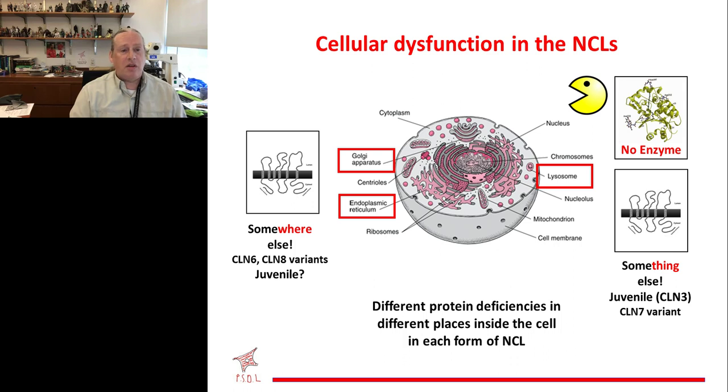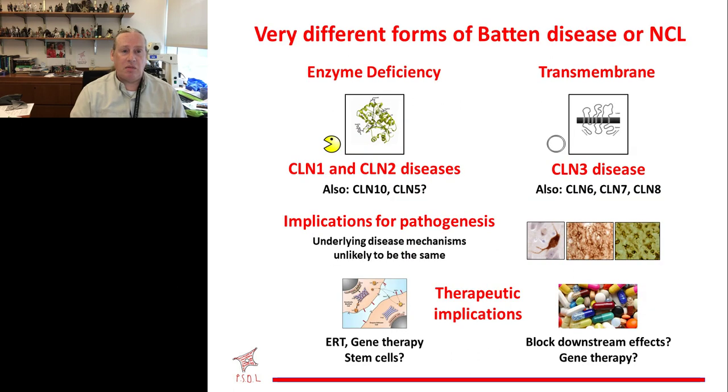So the story is that effectively we have different protein deficiencies that take places in different places inside the cell in each of the forms of the disease. So we're beginning to see that they're not actually that similar to one another as you might think. So I'd like to emphasize that point, that we do have quite different forms of Batten disease, or NCL. So some of them fall into that enzyme deficiency category, typically CLN1 and CLN2. Others fit into that transmembrane protein deficient form, prototypically CLN3 disease.